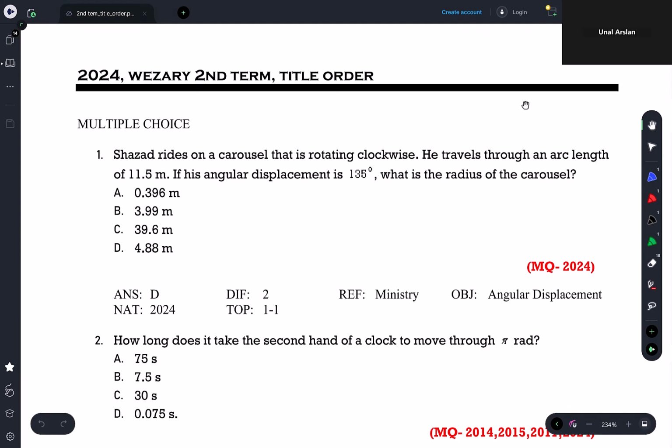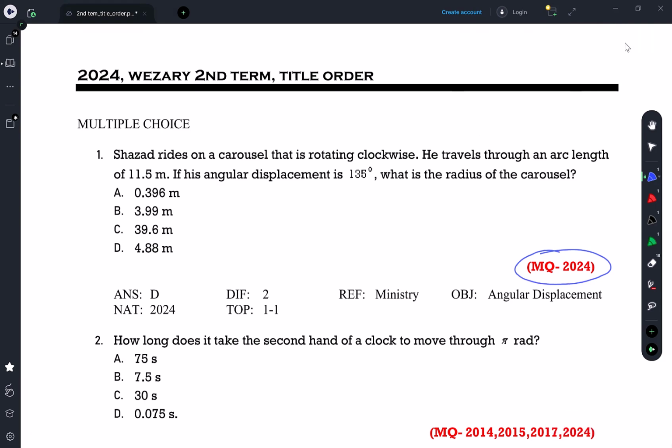2024 Wezary second term questions. I'm going to solve them. Question number 1 is the first time asked question. It is one of the questions in the book. Most probably it's going to be a practice or sample problem, and everything given is the same as in the book.